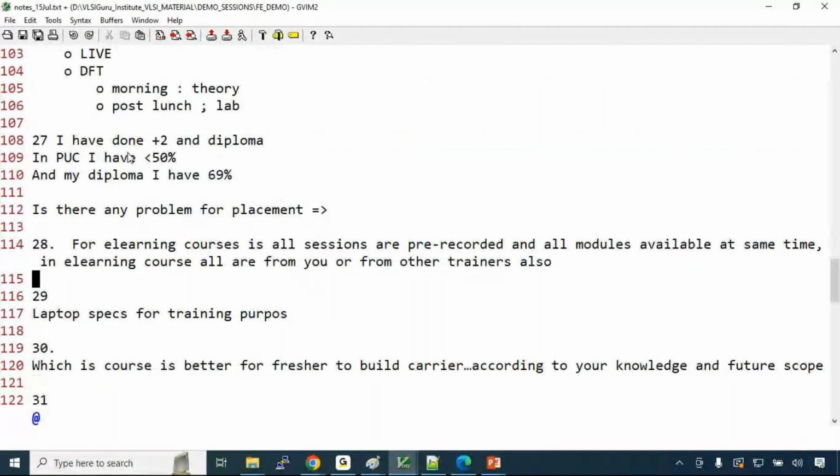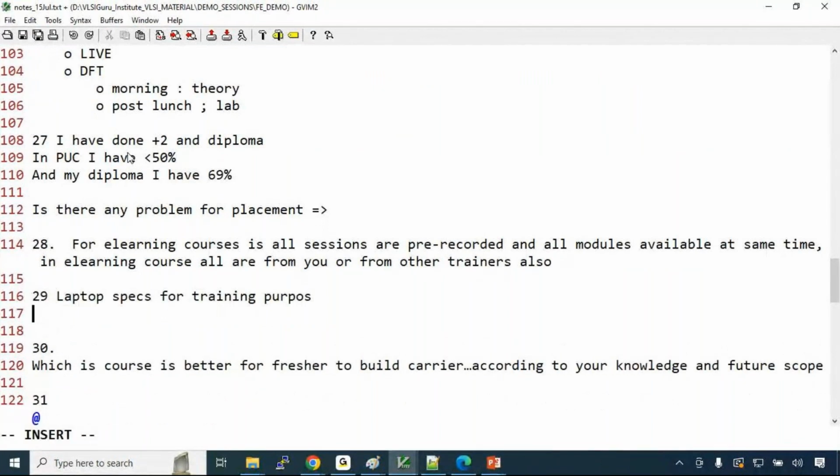Okay. Laptop specs. Minimum you should have an SSD drive. That is the most important thing. My observation has been i3, i5, or AMD Ryzen 5 would be sufficient. Preferably 8 GB RAM should be sufficient. But most importantly, SSD.